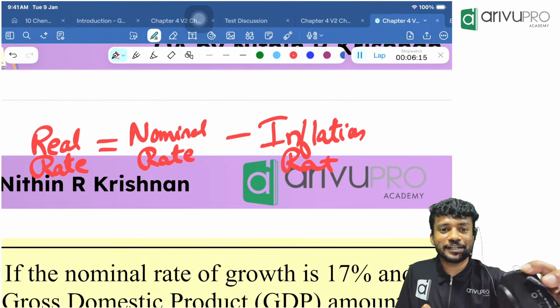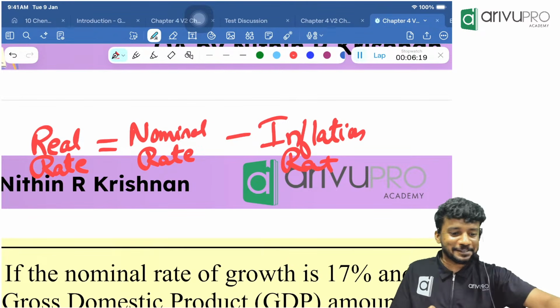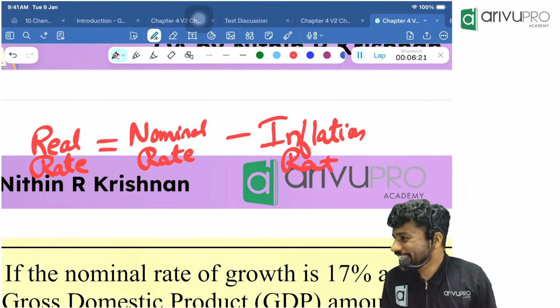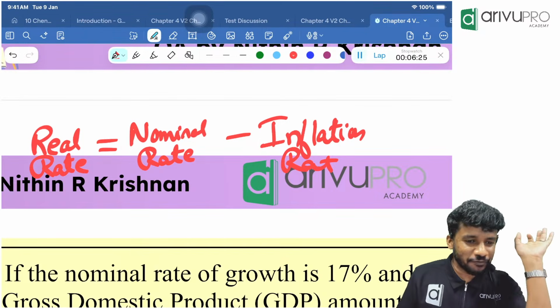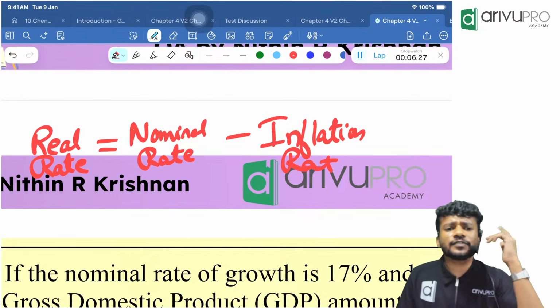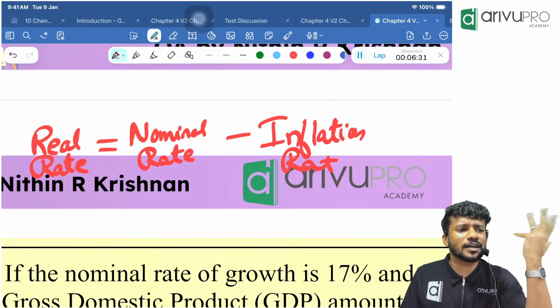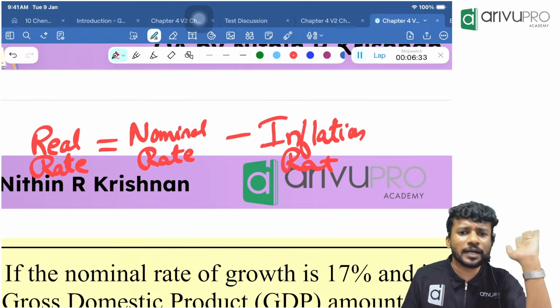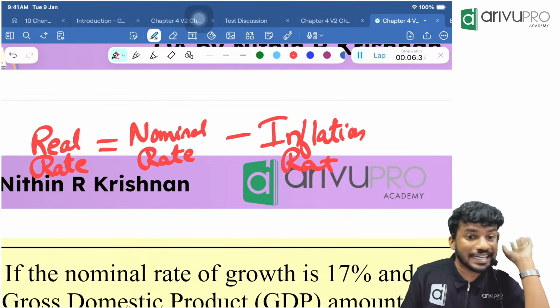Okay, is everyone hearing everything properly? Yes, real rate is nothing but nominal rate minus inflation rate. Now, what if the nominal rate is 20% and the inflation rate is 5%? How much is the real rate? 20 minus 5, 15. So that's how we are going to find the value of the real rate.